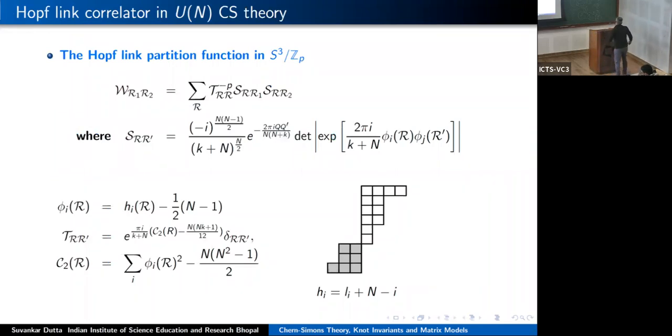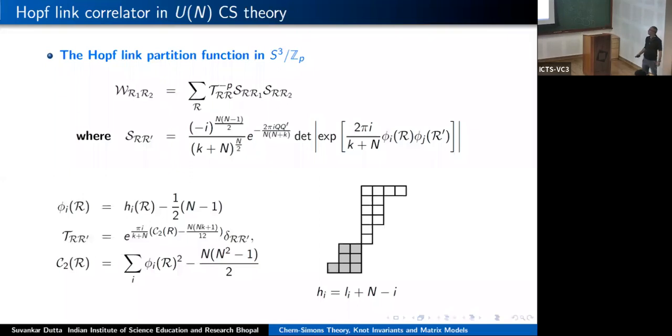Okay, so as I have shown you, this is the expression for the Hopf link correlation function in S3 mod ZP. So now let me write down the different expressions for the different quantities S and T that appear. So S_RR is given by this, where this Q, first of all, we are considering UN Chern-Simons theory. Okay, so the UN group you can write as U1 times SUN modulo ZN, okay? So this Q is the charge corresponding to U1, okay?